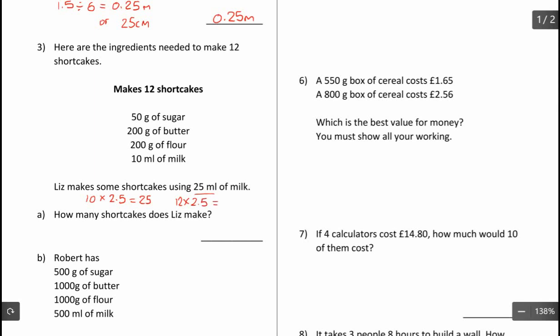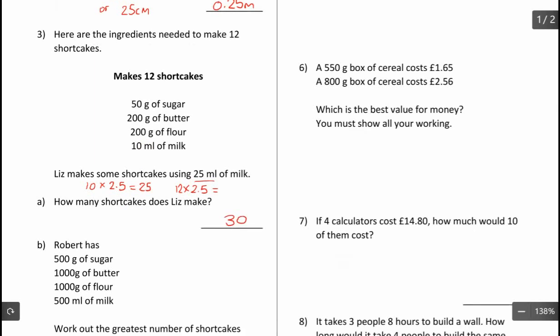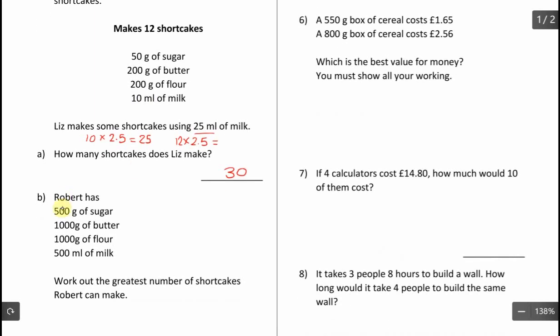And that would be, to double that would be 24, half of that is 6, you add them together you get 30. Robert has these amounts of those ingredients. Work out the greatest number of shortcakes Robert can make.